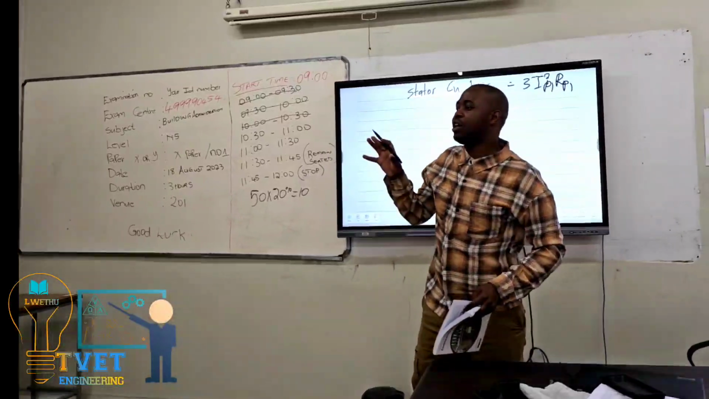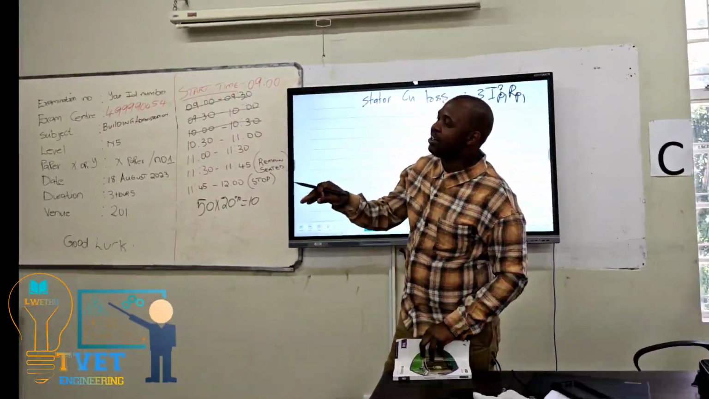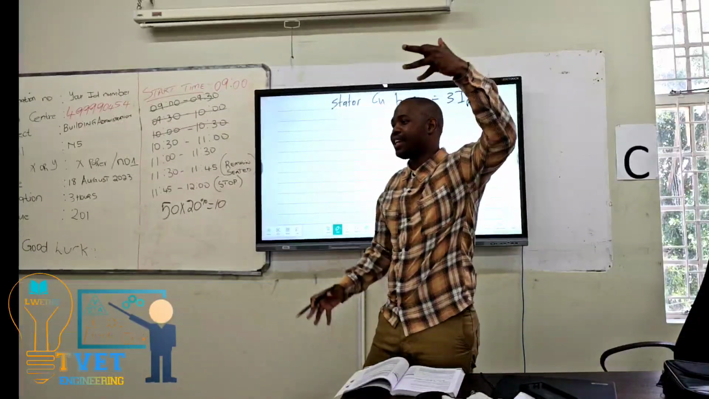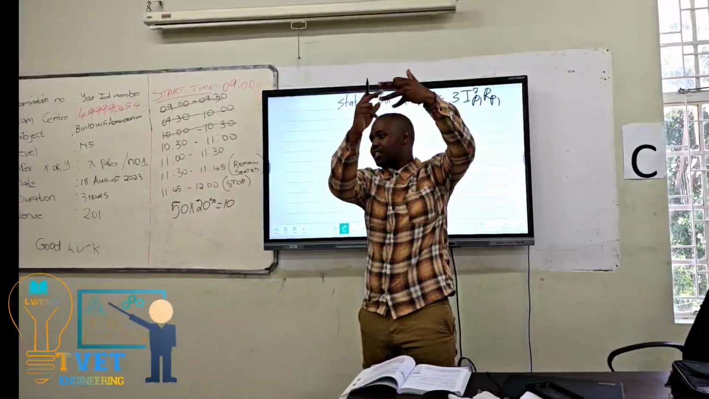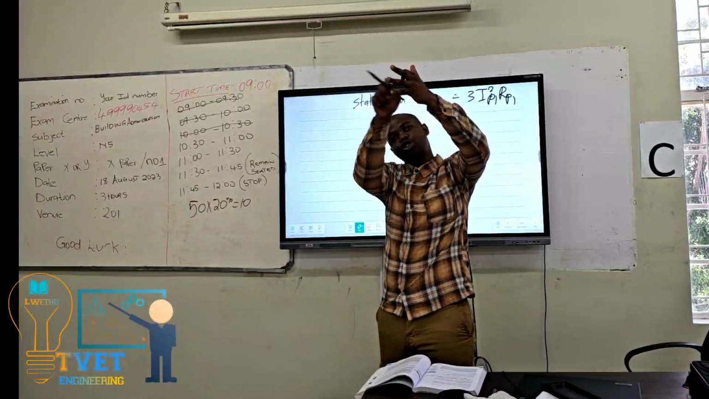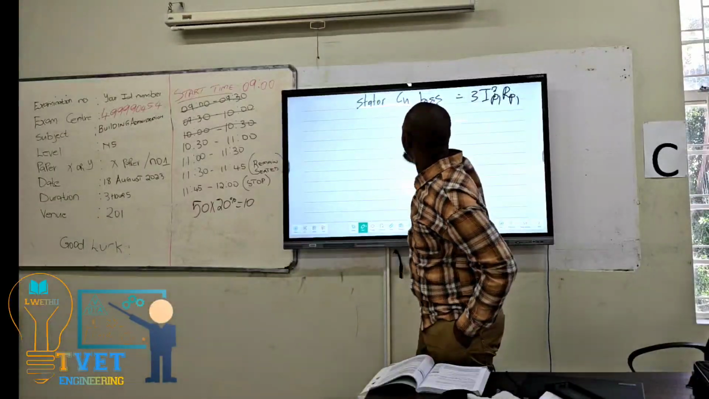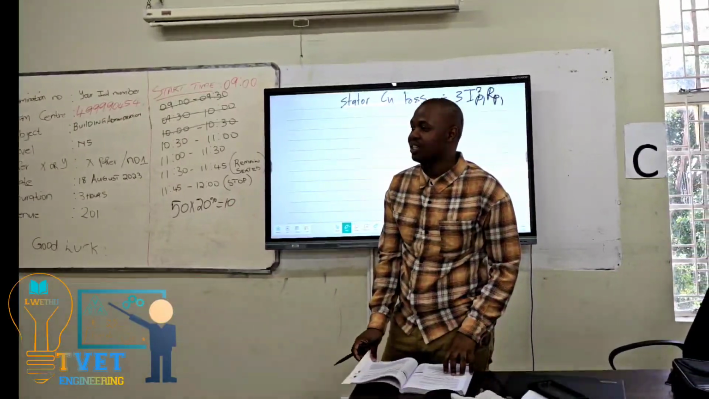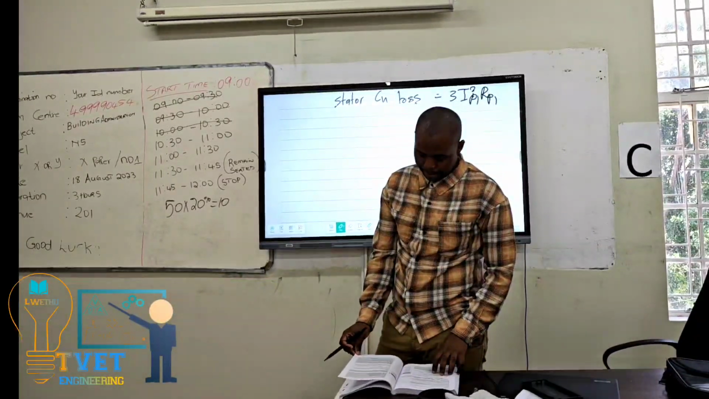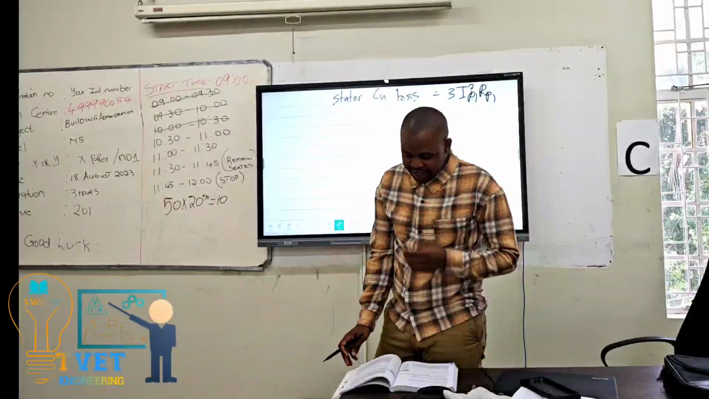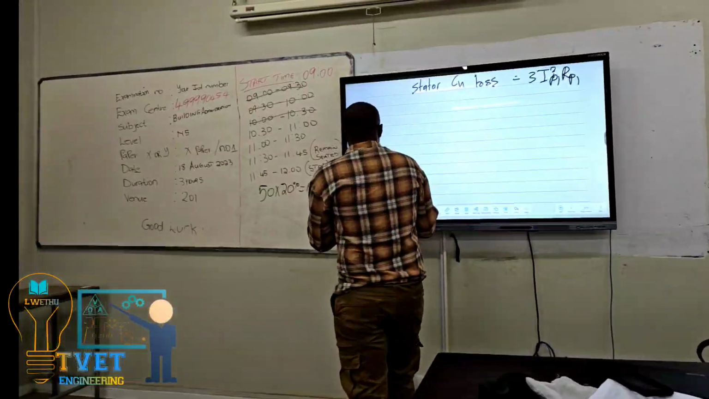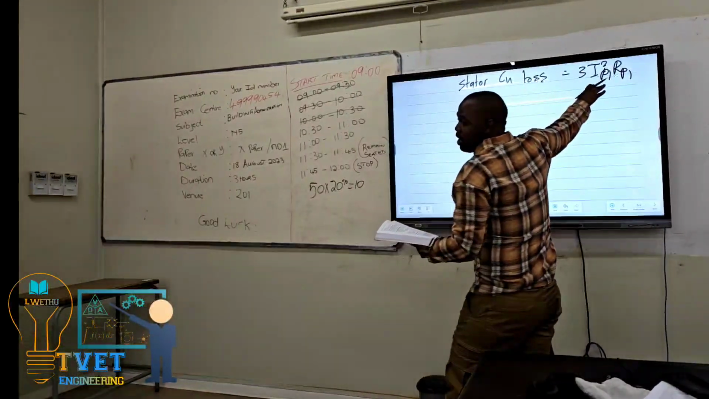We multiply by 3 because we are dealing with a 3-phase system. Remember, we are dealing with 3 circuits with 3 wires, and current is flowing in each wire. So that is why we multiply by 3, because we are dealing with 3 phase. This is the stator copper loss.